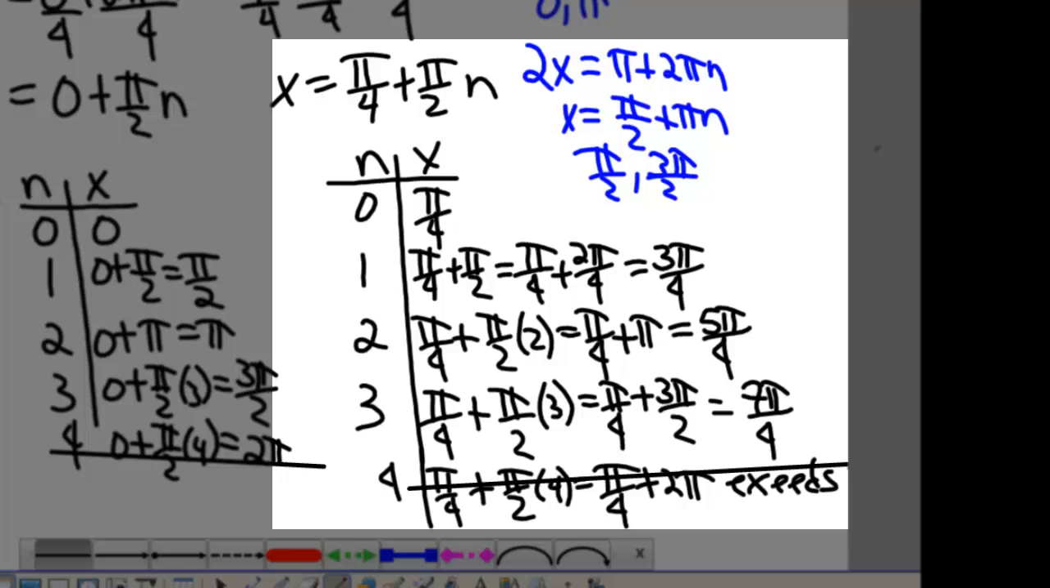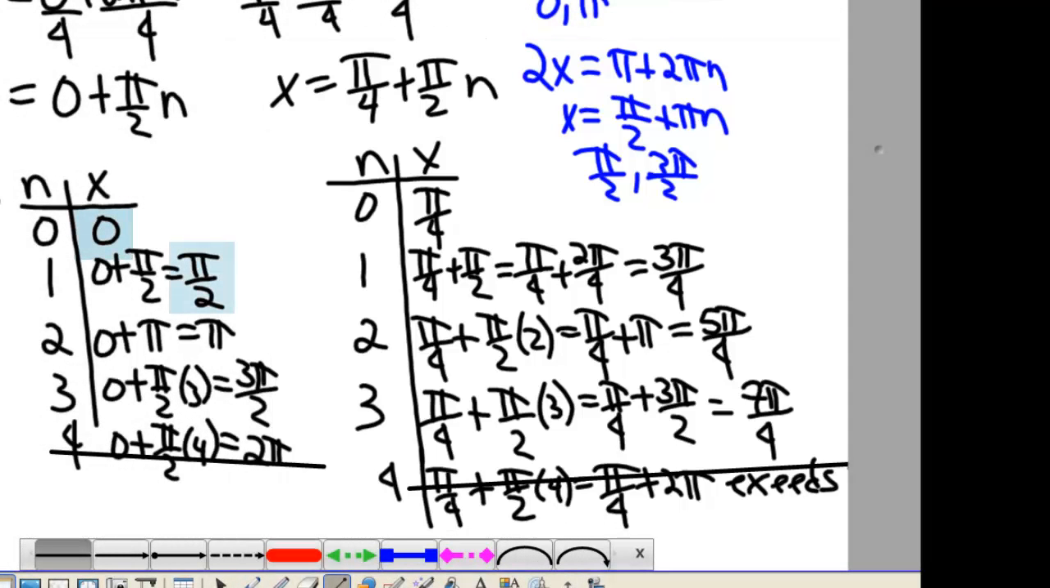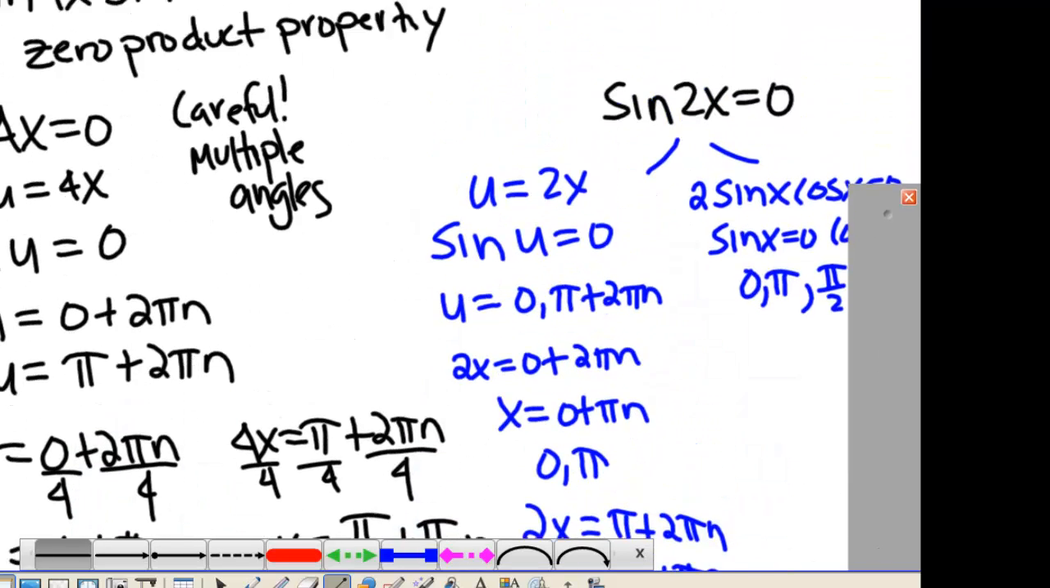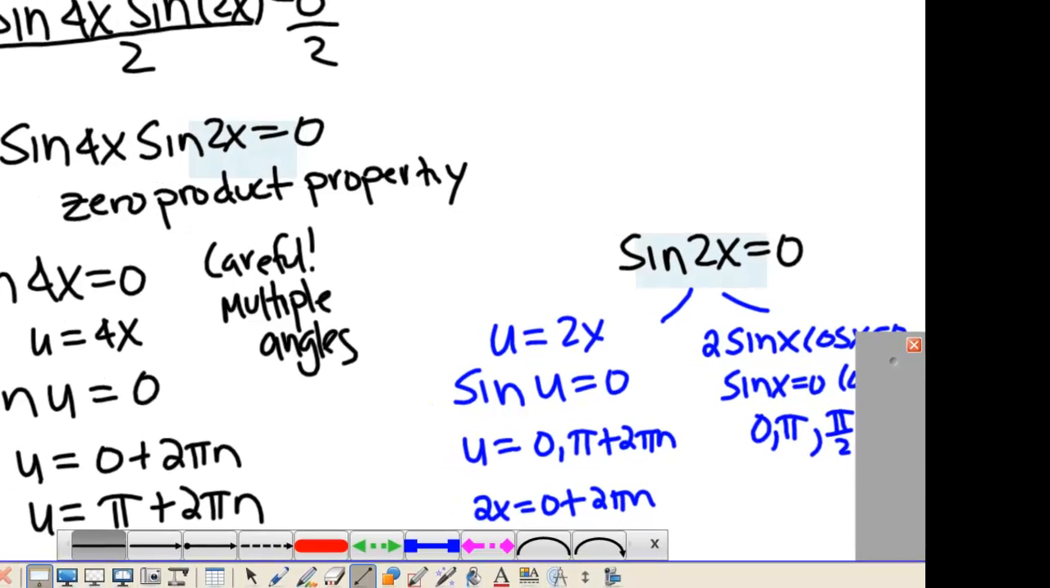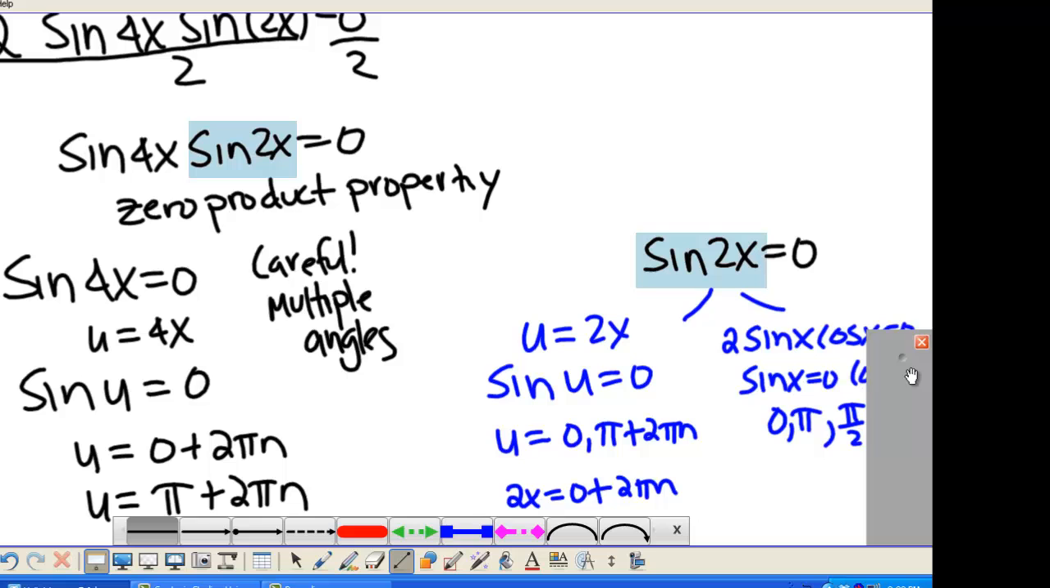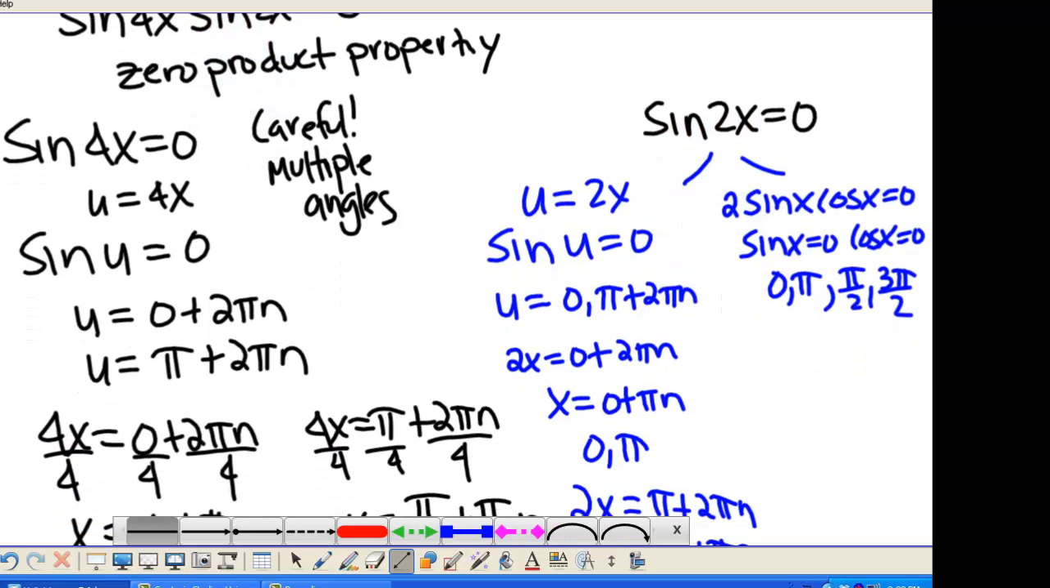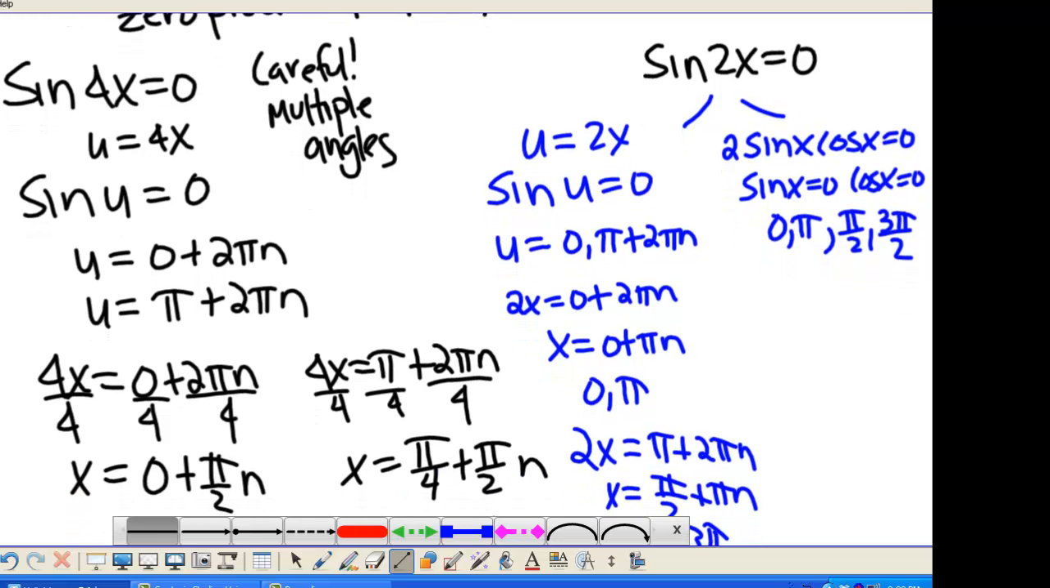So far, my answers are 0, pi over 2, pi, 3 pi over 2, pi over 4, 3 pi over 4, 5 pi over 4, 7 pi over 4. And what I still haven't done is I still haven't taken this second factor, which is the sine of 2x, and solved for it. Now, there's two ways that you could go about solving for the sine of 2x equals 0.